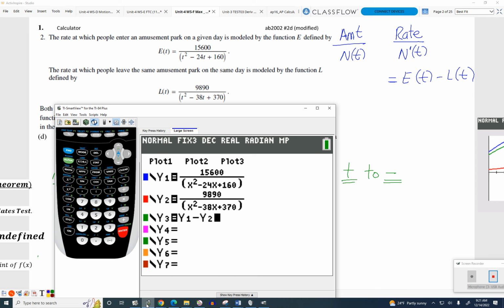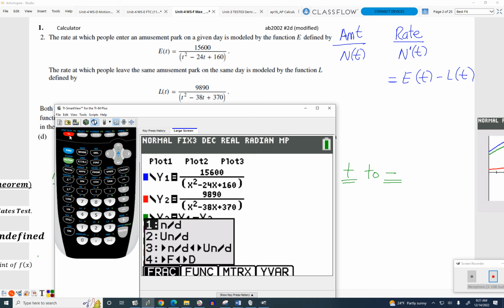Anybody else? Sabrina? How do you do the fraction thing again? Oh, sorry. For the fraction, just type alpha, and then the y equal button. Okay.